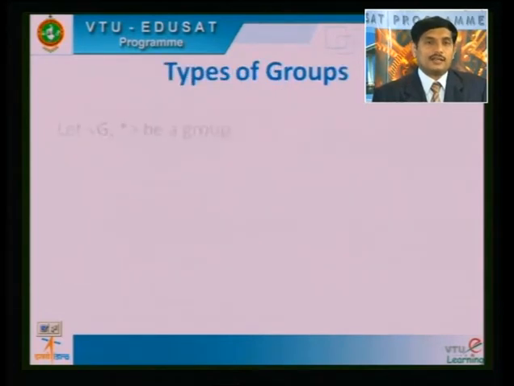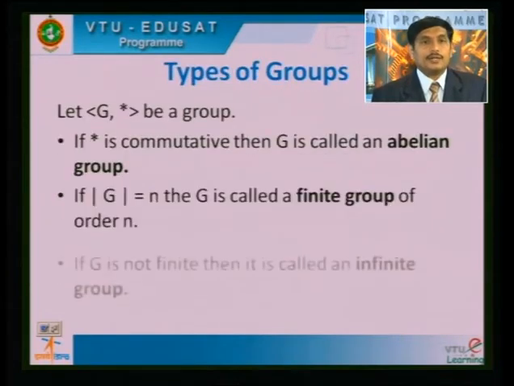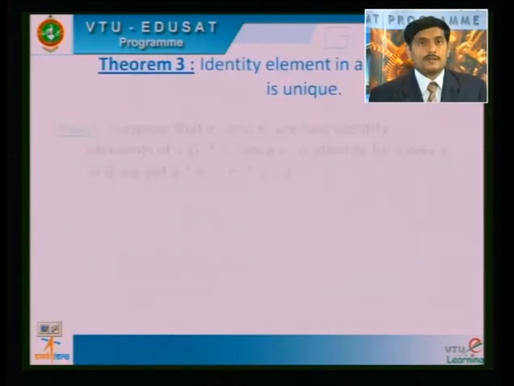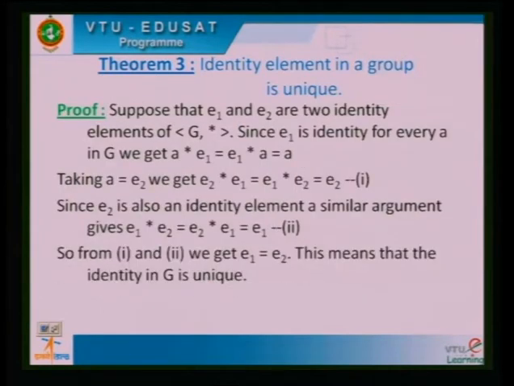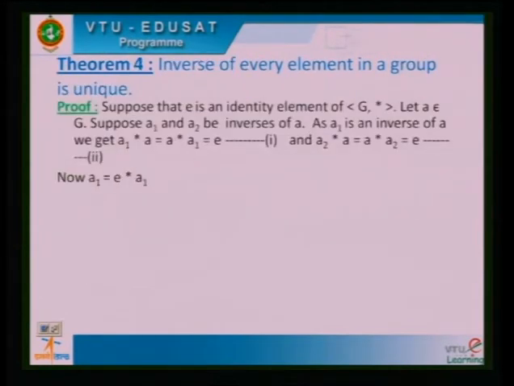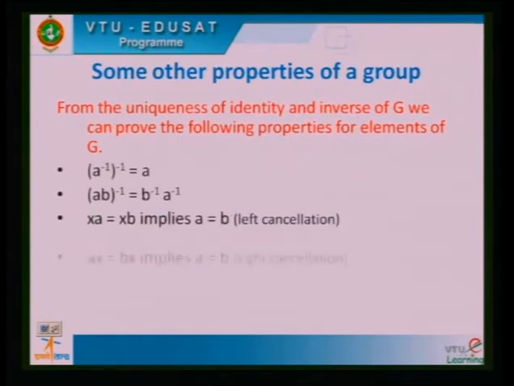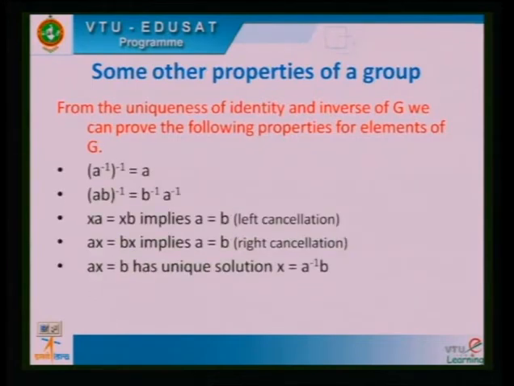And also we gave some examples, and other types of groups also we discussed, that is commutative or abelian, the order of a group, and also infinite group. And also we discussed some of the theorems related to groups, that is uniqueness of the identity. Some other properties of a group also we discussed, and also proved left and right cancellation laws, etc.